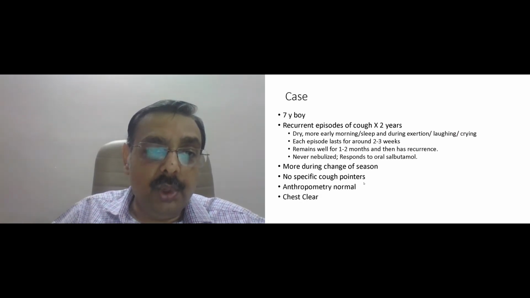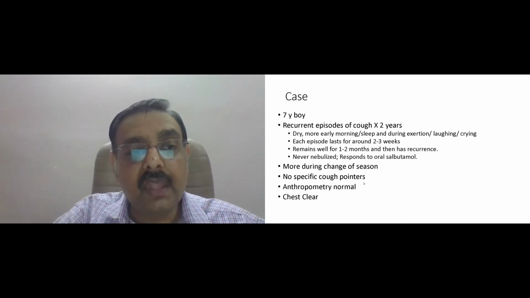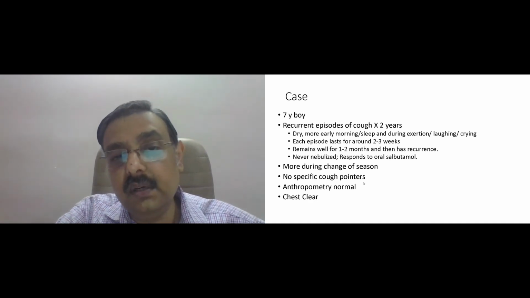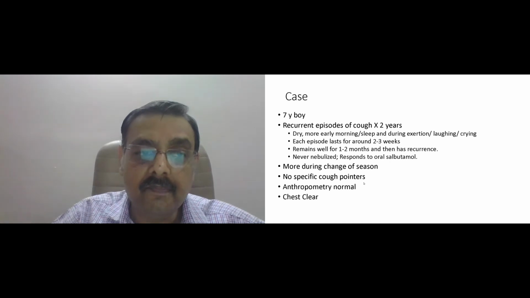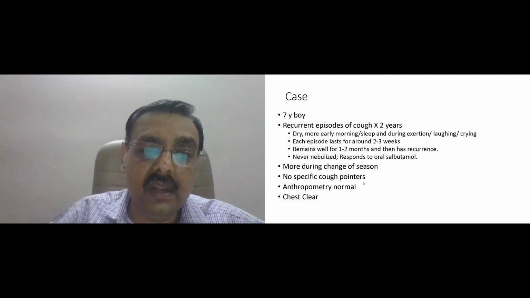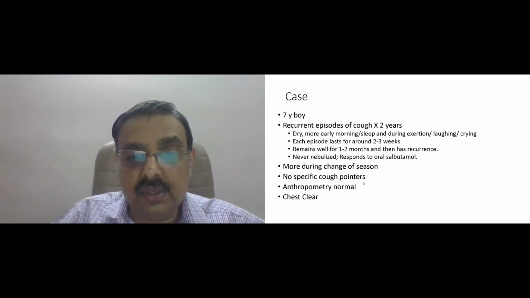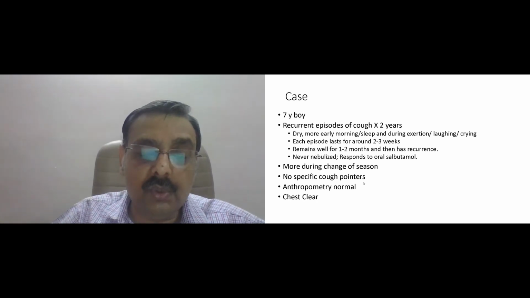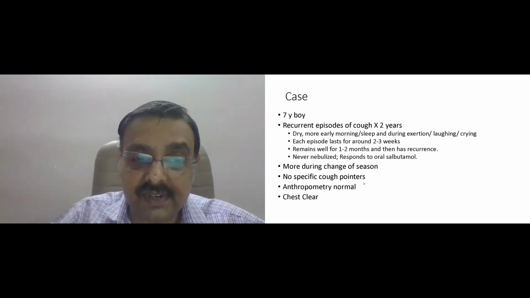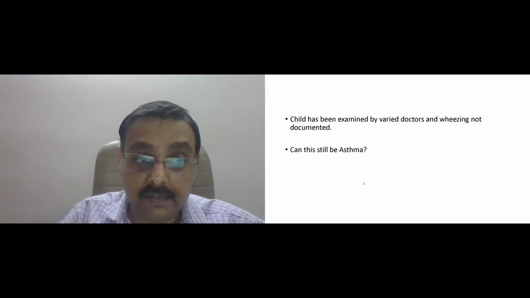Now, this is a 7-year-old boy who presents to us with recurrent episodes of cough for the past 2 years. The cough is dry, and it is more in the early morning, during sleep, during exertion, laughing, and crying. Each episode lasts approximately 2 to 3 weeks. He remains well for around 1 to 2 months and then has a recurrence. There is no response to nebulized or oral salbutamol. It is more during season change, but there are no other specific cough pointers. The anthropometry seems normal and the chest is clear.